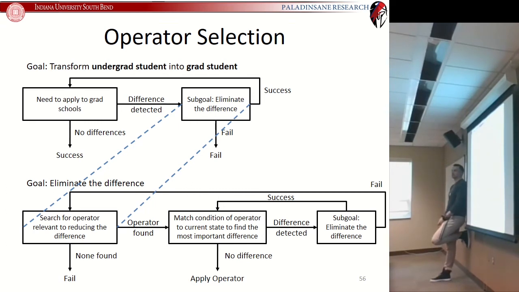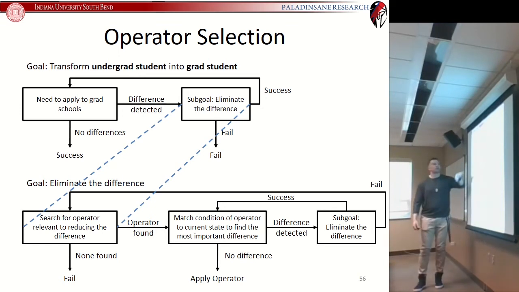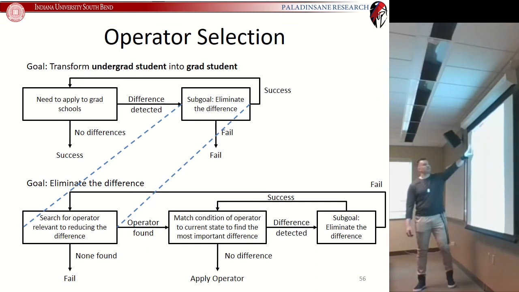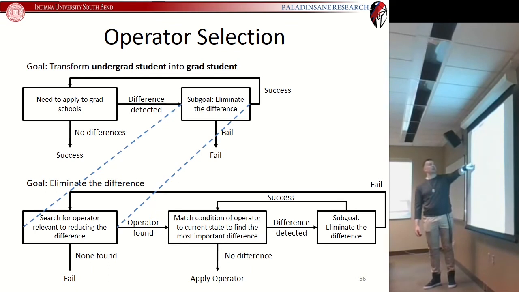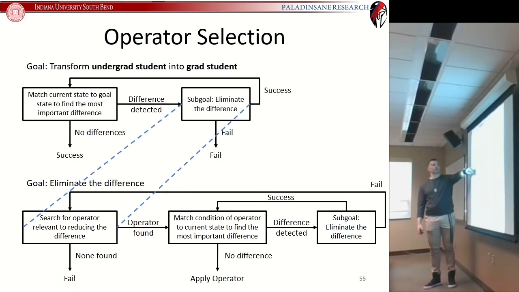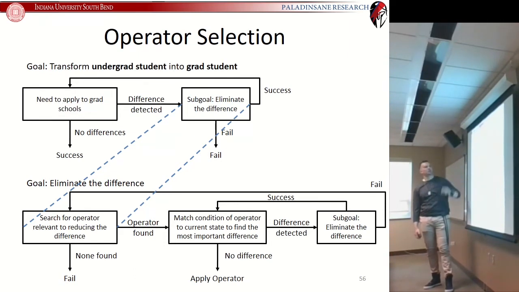Actually, the most important difference would be I'm not in grad school, right? Then you would say, well, what's the most important difference there? I need to apply to grad school. That's the most important difference that you have. Let's just keep this simple. If you go, what's the most important difference, and there are no differences detected, that would be you realizing that you want to get into grad school and you just realize, oh, wait a second, I'm already in grad school. So you would have success, right? So that's the non-interesting problem.